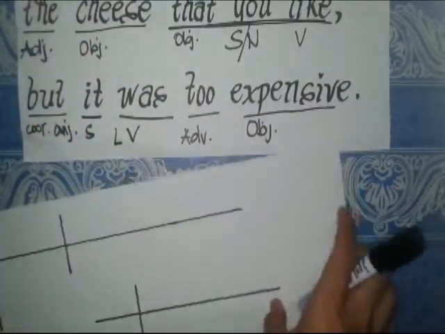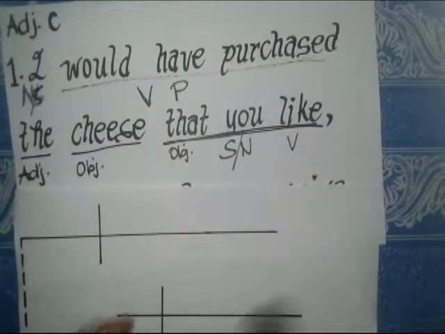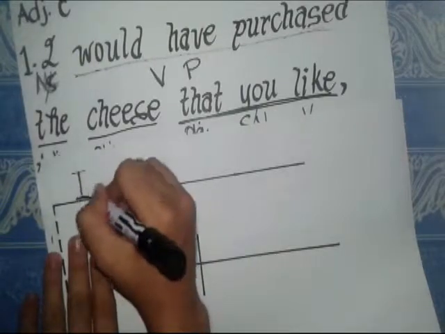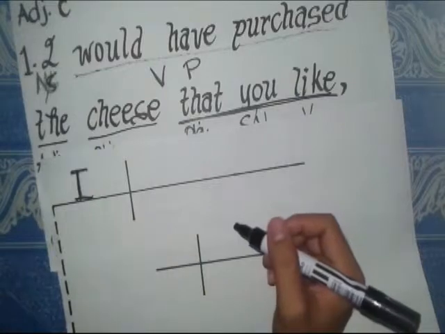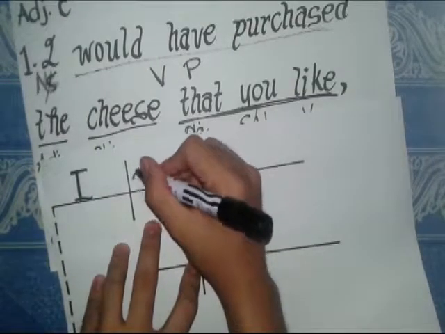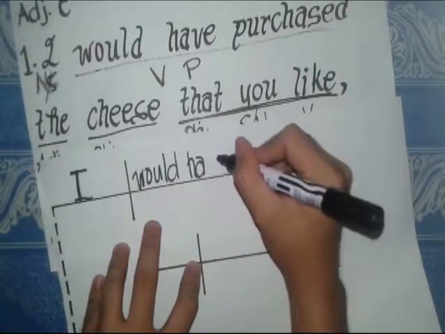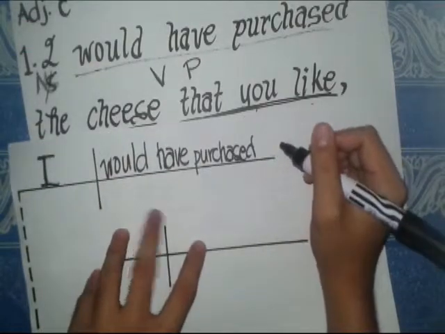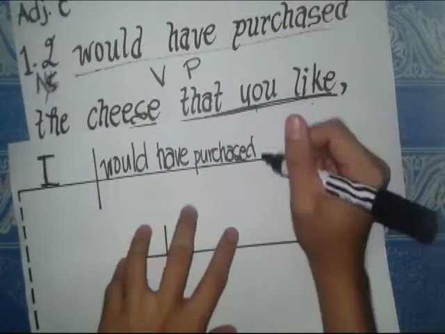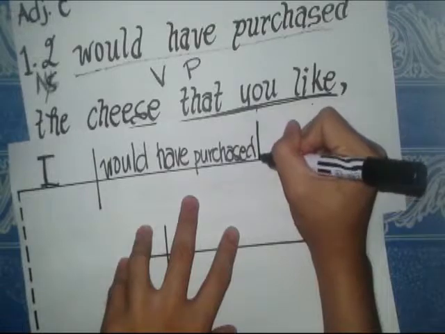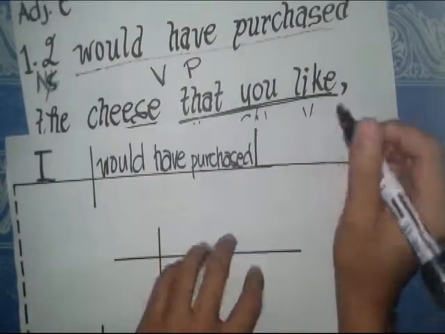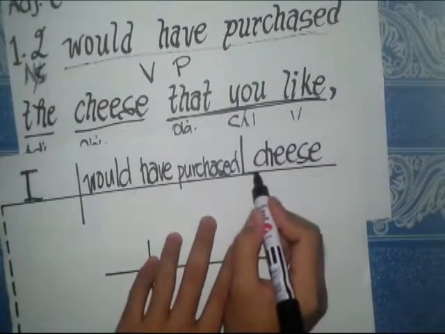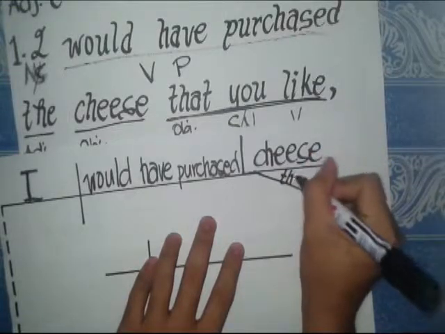Here we have our example. Here we will put the subject, which is the word I. Then here we are going to put the verb or the verb phrase, would have purchased. So would have purchased here is a transitive verb, so we're going to put a horizontal line. Then here we put the object, which is the cheese. Then underneath it we put the modifier, which is the adjective the.